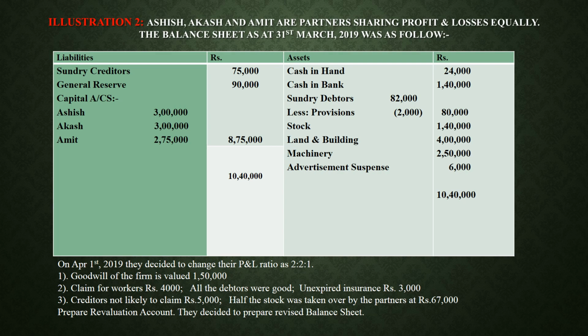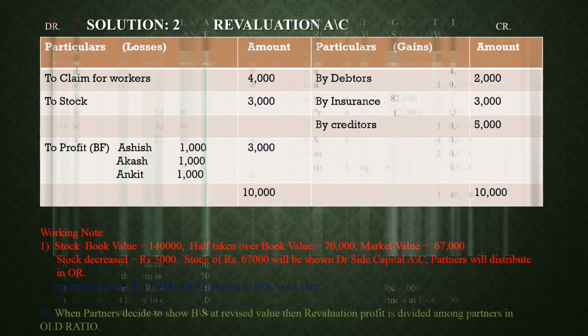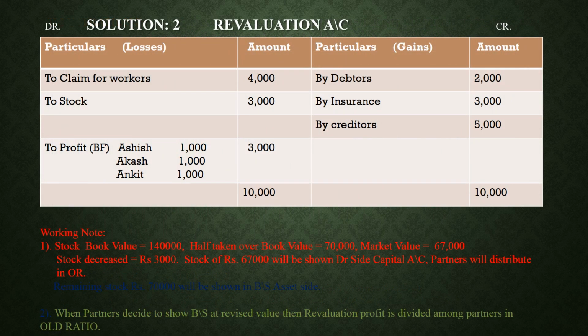In this question, we will discuss the adjustments related to claim for workers, provision for debtors, unexpired insurance, creditors not likely to claim, and stock taken over. Revaluation account, question number 2. In this question, our first adjustment is related to claim against workers, which is rupees 4,000.